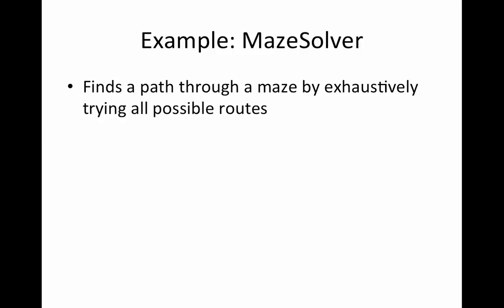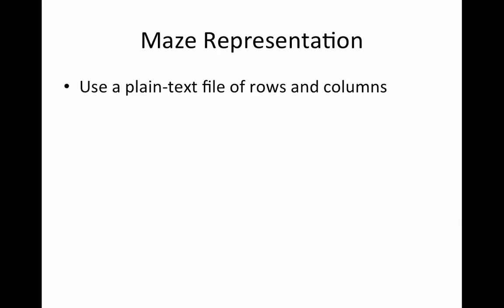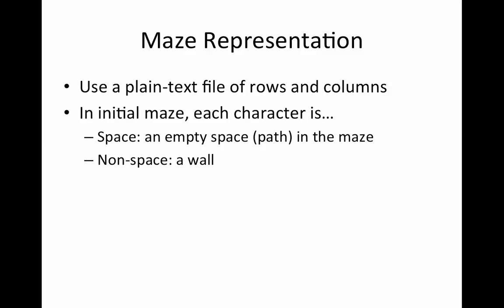What we want to do is to find a path through a maze by exhaustively trying all the possible routes inside the maze. How are we going to represent the maze? We're going to just use a plain text file with rows and columns, where each character is either a space, an empty space that we can discover whether it leads in a path to the destination, to the exit of the maze, or it is a wall, it is non-space.